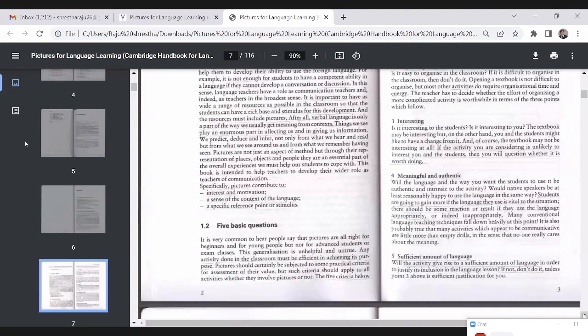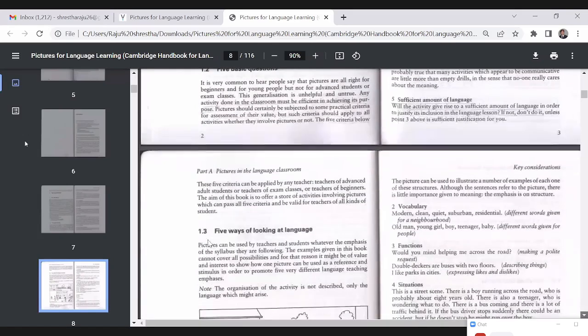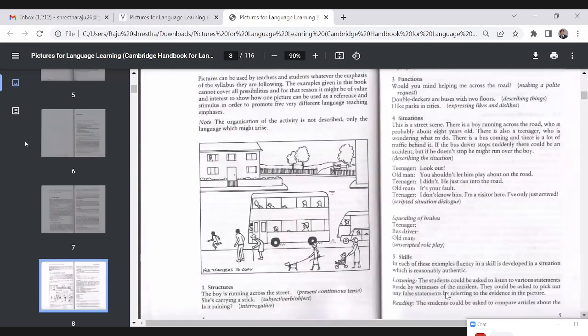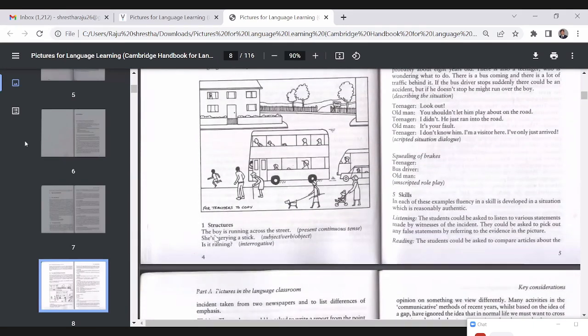Five basic questions, and here, five ways of looking at language by the use of pictures. Number one is structures. The boy is running across the tree. Present continuous tense we can see. She is carrying a stick. Subject, verb, object. Is it raining? Interrogative. So structures can be practiced by the use of this kind of picture.